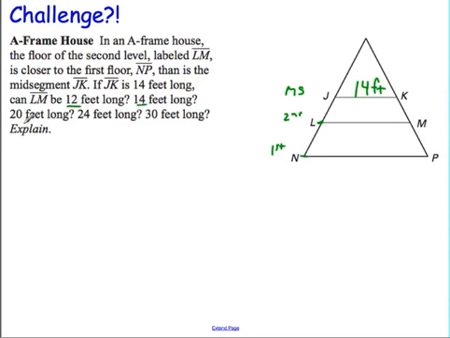Can it be 14? How about 20? How about 24? How about 30? And why don't you explain? Well, here's how I'd tackle the problem. I'd say if this is the mid-segment, well, we know this has to be 28 feet.